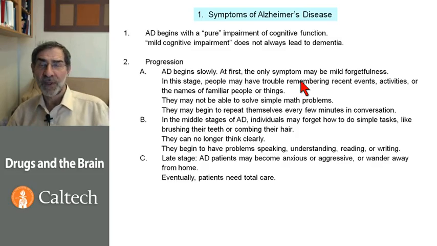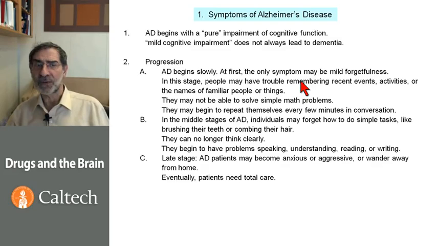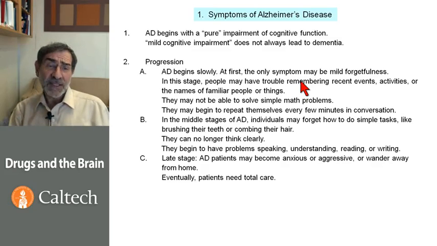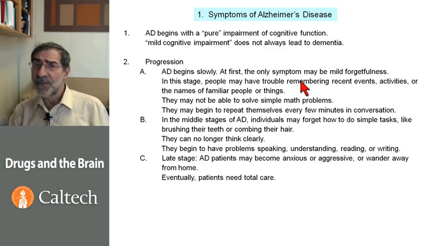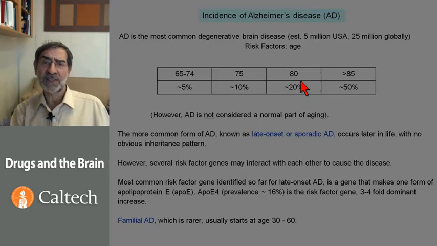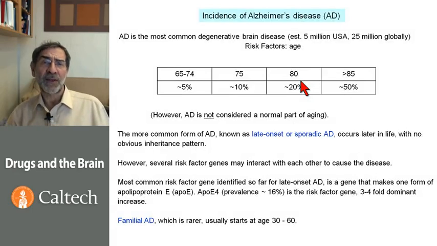In the middle stages, patients may forget how to do simple tasks like brushing their teeth or combing their hair, and they are no longer able to think clearly, and they begin to have problems speaking, understanding, reading, or writing. In the late stage, Alzheimer's patients may become hard to manage. They may become aggressive or anxious, and they may wander away from home, and eventually they need total care. So that's the clinical picture, and the Alzheimer's disease incidence is worth describing.